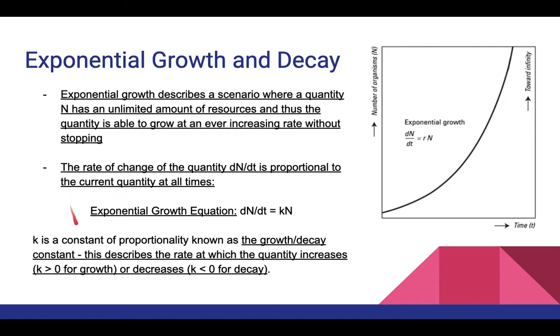So this is the exponential growth differential equation right here. The derivative of n with respect to time t is equal to k times n, where n is our current quantity at that time, okay? K is a constant of proportionality known as the growth/decay constant. It describes the rate at which the quantity increases or decreases. If k is greater than 0, you're going to have an exponential growth, and if k is less than 0, you're going to have an exponential decay.